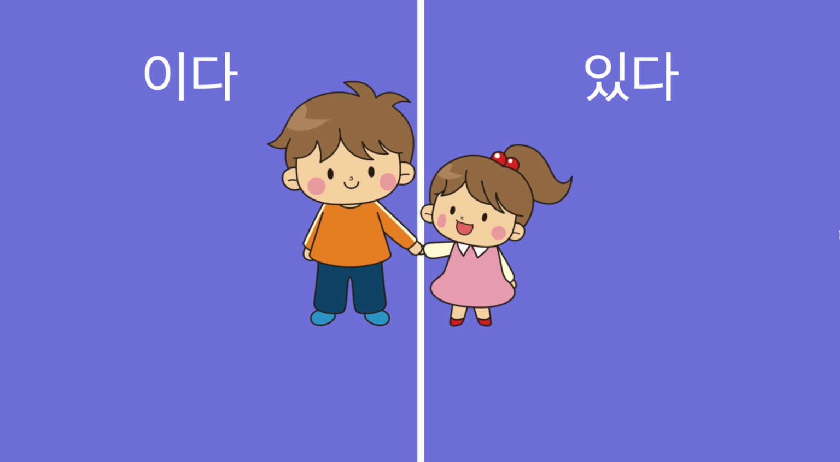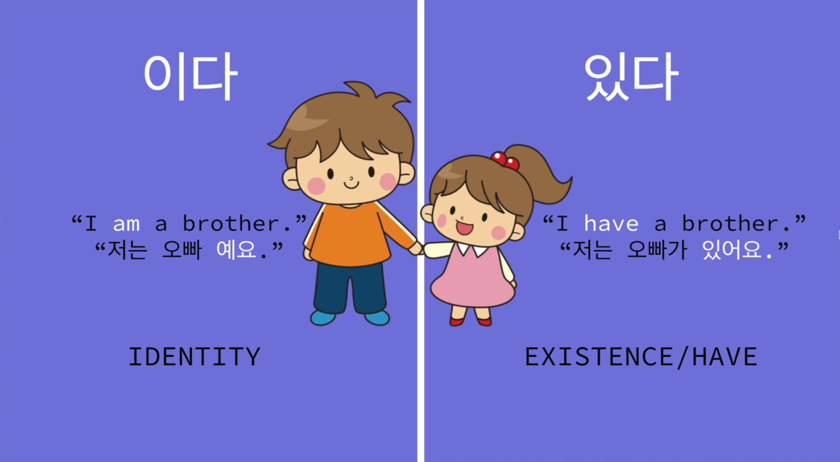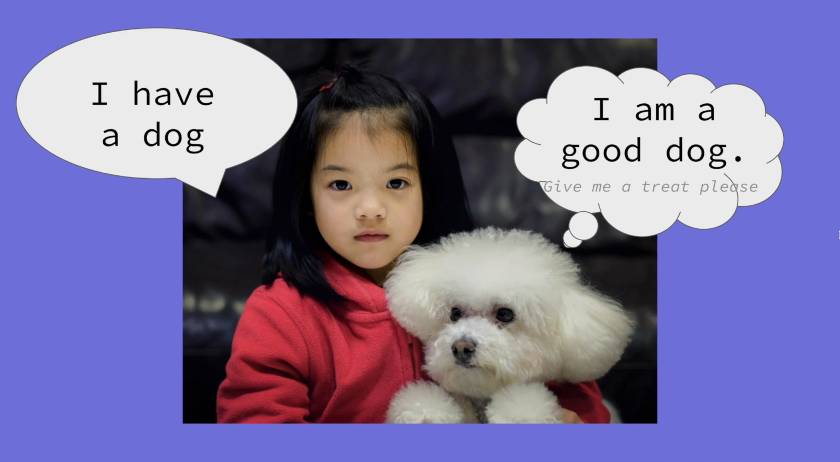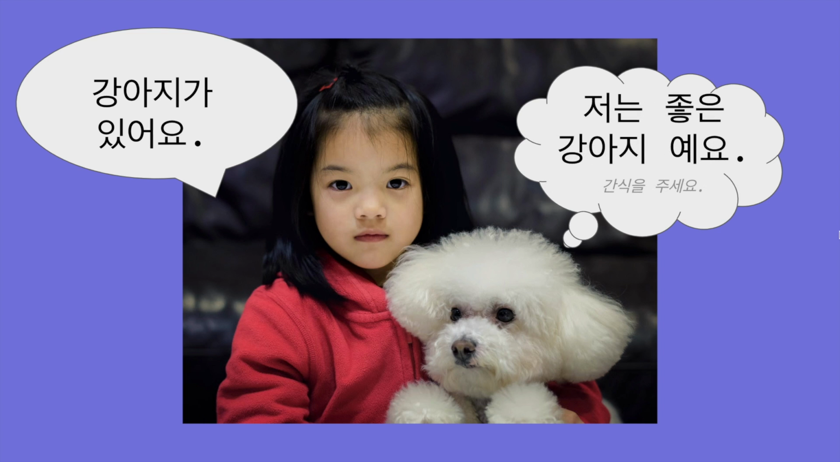For our last example, we're going to take a look at a brother and a sister. The brother can say, I am a brother. 저는 오빠예요. The sister can say, I have a brother. 저는 오빠가 있어요. The girl can say, I have a dog. 강아지가 있어요. The dog can say, I am a good dog. 전 강아지예요.